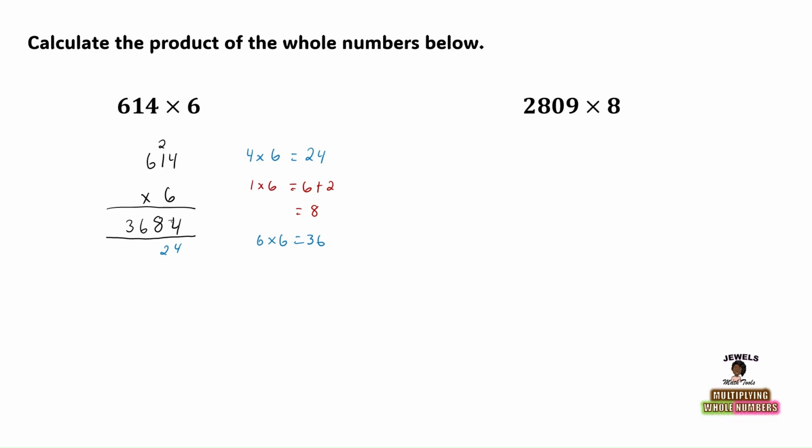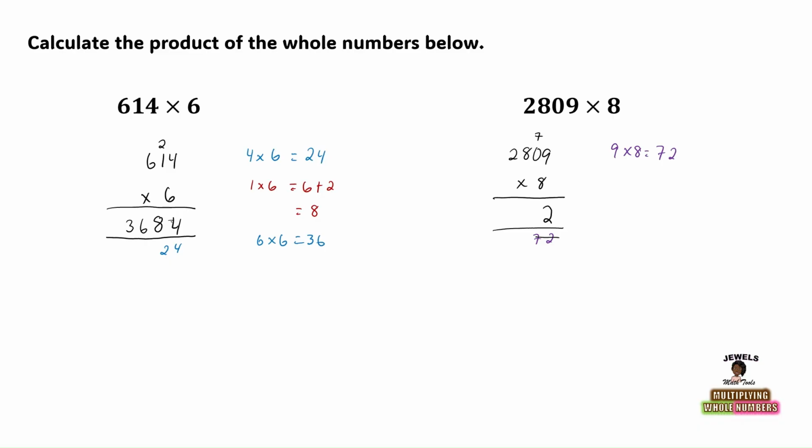So our solution for 614 being multiplied by 6 is equal to 3,684. And now for our final question, where we have 2,809 being multiplied by 8. We are going to begin at the back multiplying our 9 times 8, which is equal to 72. And just like we did before, because 2 is the back digit or the digit in the ones place, we're going to write our 2 in and carry the 7 to our tens column.